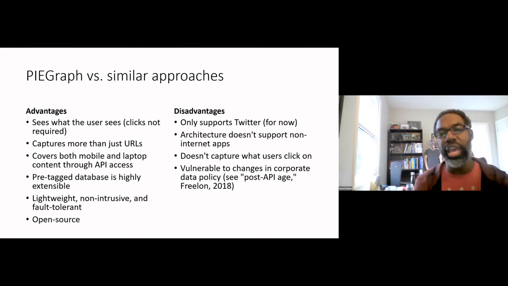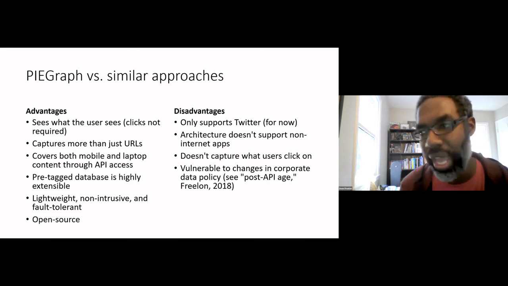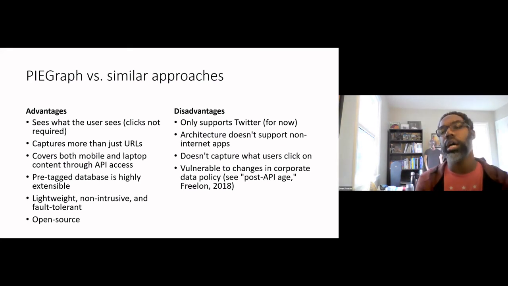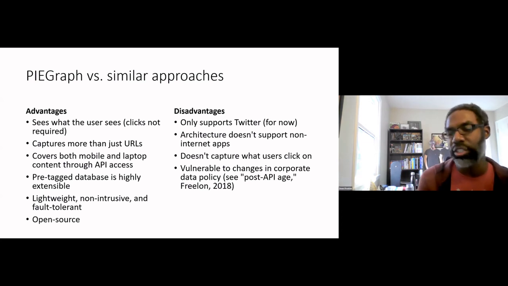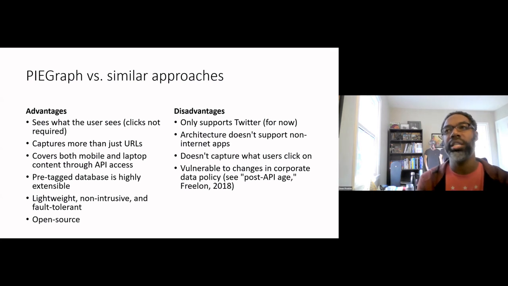But of course, it does have disadvantages. Chief among these are that it only supports Twitter for now. Facebook, I've heard, is a pretty tough nut to crack in terms of getting the API access necessary to have a user eye view. But we'll work on that, obviously. The architecture doesn't support non-internet apps, and so it is API based. Unlike something like Screenomix, you would not be able to see content that is not connected to the internet or doesn't have an API.